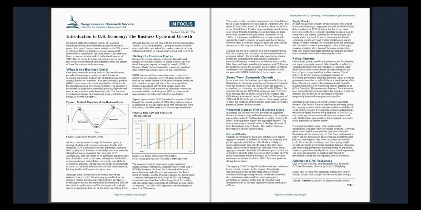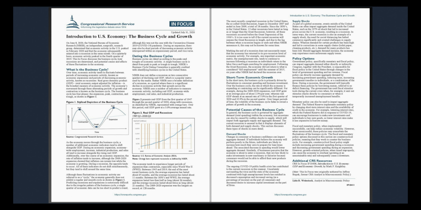The business cycle has four phases: the expansion, peak, contraction, and trough, as shown in Figure 1. Figure 1. Stylized depiction of the business cycle. As the economy moves through the business cycle, a number of additional economic indicators tend to shift alongside GDP. During an economic expansion, economy-wide employment, incomes, industrial production, and sales all tend to increase alongside the rising real GDP. Additionally, over the course of an economic expansion, the rate of inflation tends to increase, although the 2009 to 2020 expansion showed that inflation can remain low while the economy is growing.